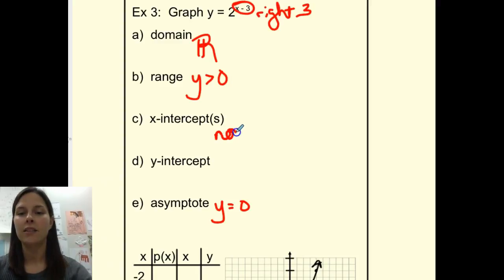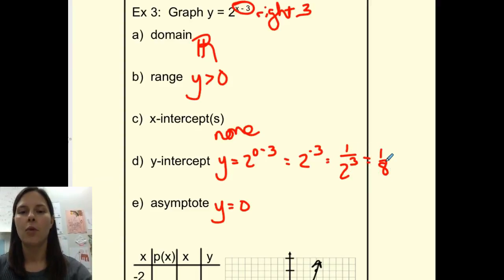X-intercept, still none. We will get x-intercepts if we have a reflection or a vertical shift down. Our y-intercept, shifting to the right 3, does impact that y-intercept a little bit. Let's substitute 0 for x and see what happens. We get 2 to the -3rd power. Remember, that negative exponent flips it to the denominator and makes it positive. So we have a y-intercept of 1/8.